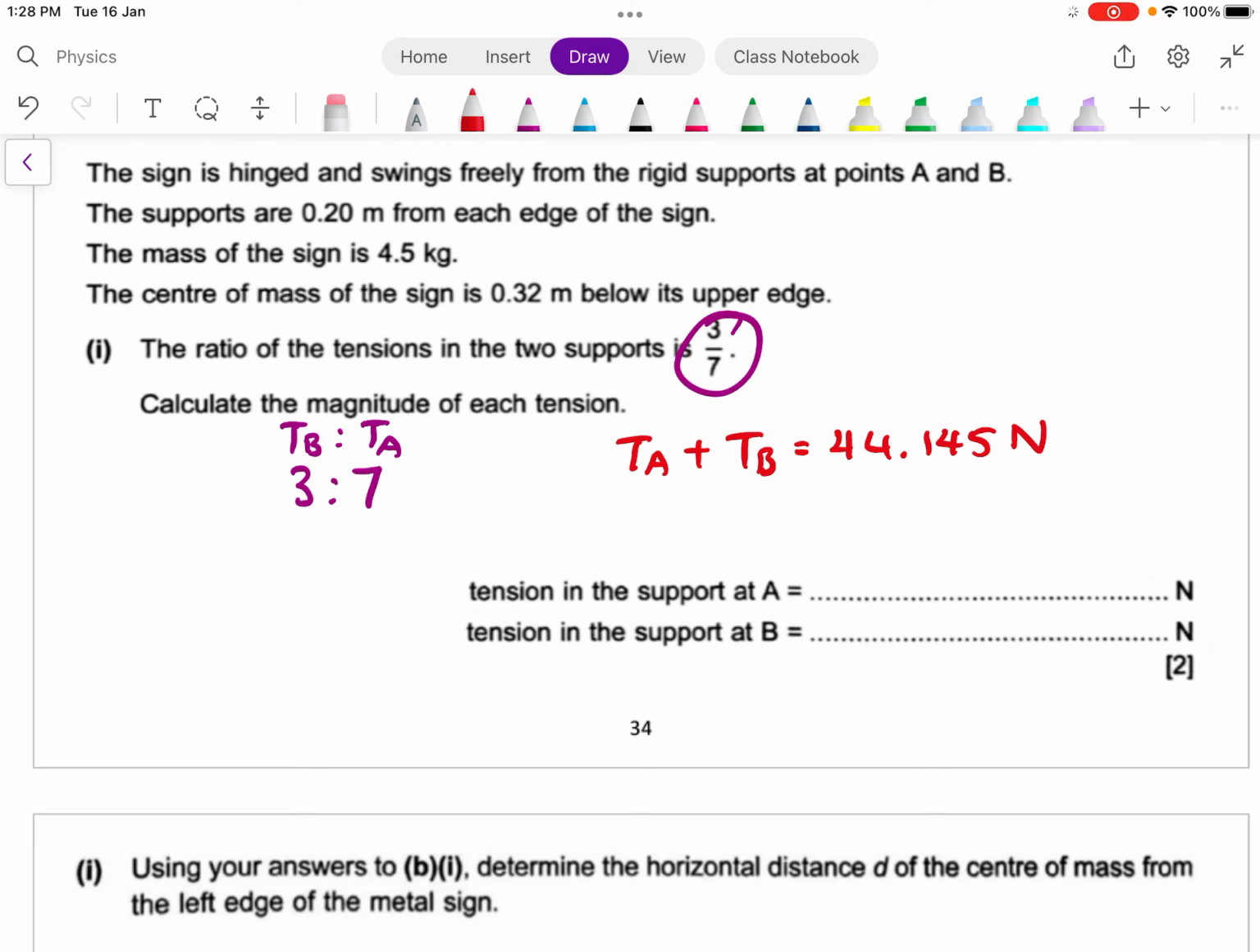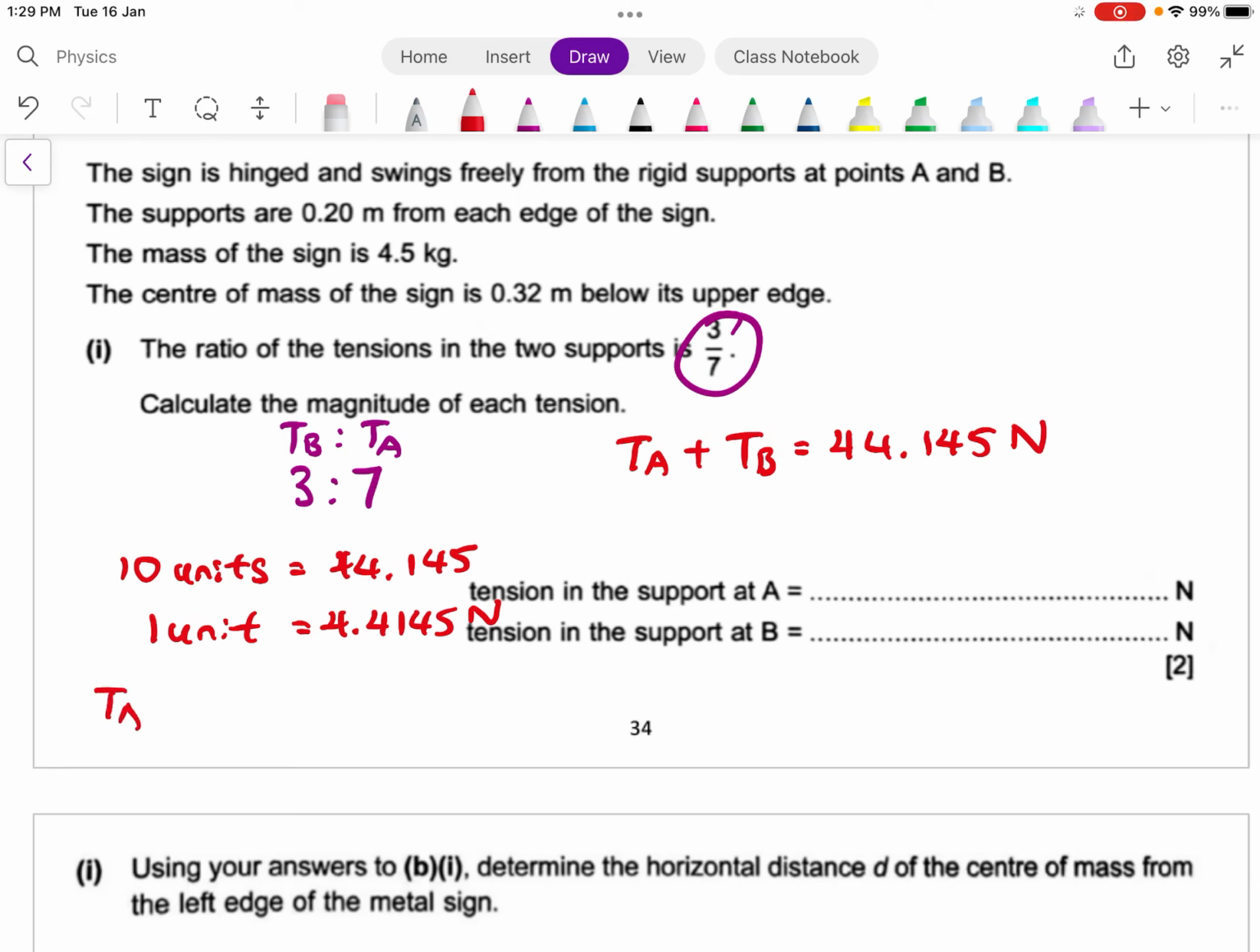If you look at the ratio, the total is about 10 units. So 10 units is equal to 44.145. So what is 1 unit? 1 unit is equal to 4.4145 Newton. So I want to determine my TB and TA. Let's determine our TA first. So TA is 7 units.